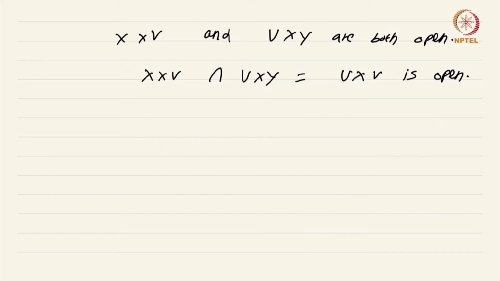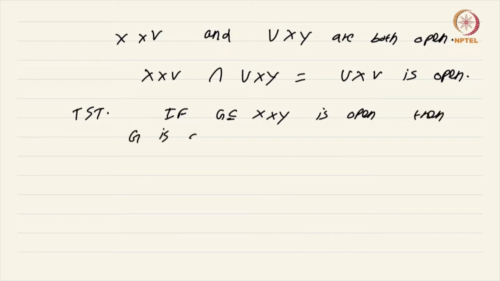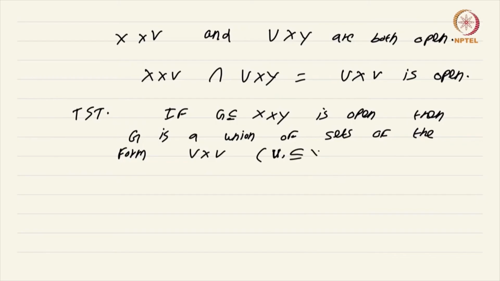Now, what is our goal? To show that if G subset of X cross Y is open, then G is a union of sets of the form U cross V, where U subset of X and V subset of Y are open. This is our ultimate goal.